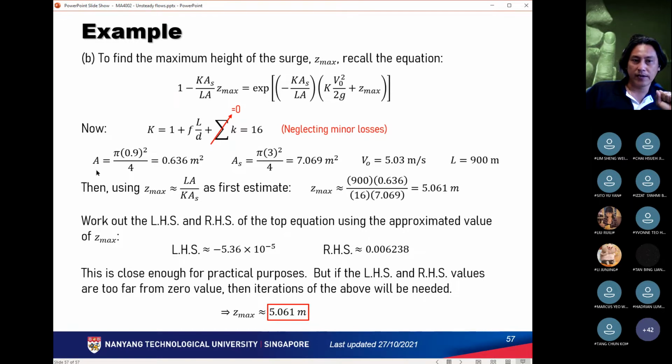The cross-sectional area of the pipe, A, can be worked out to be 0.636 meters squared. AS, the cross-sectional area of the surge tank, we're told it's 3 meters diameter. I'm quite sure you know how to calculate the area. Pi d squared divided by 4 is about 7.069 square meters. V naught is something we found out in part A, it's 5.03 meters per second. The length of the pipeline is 900.